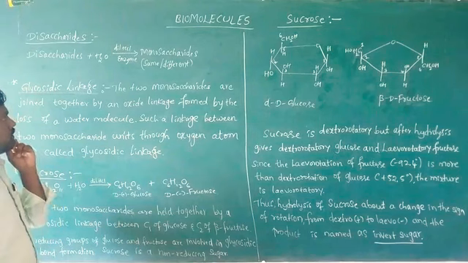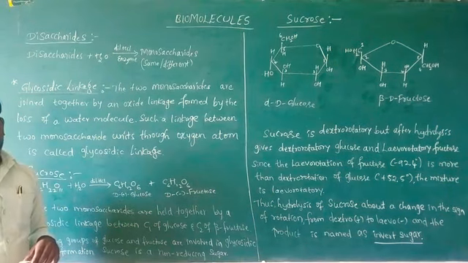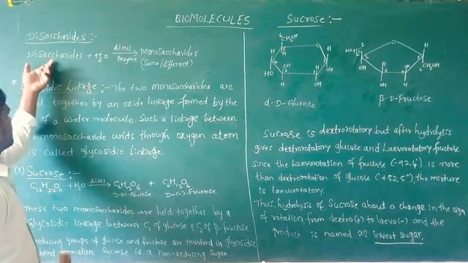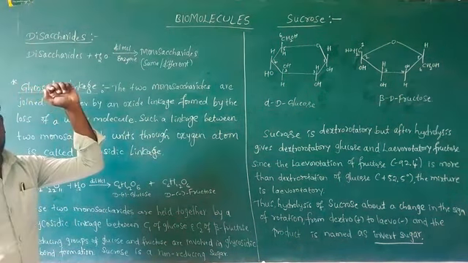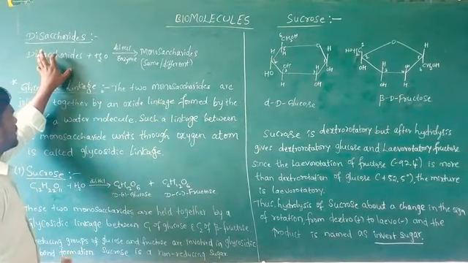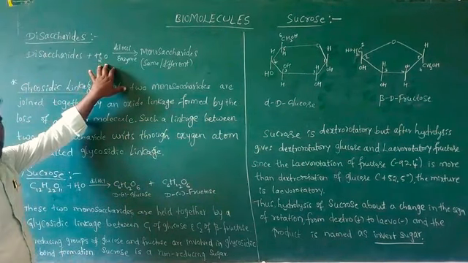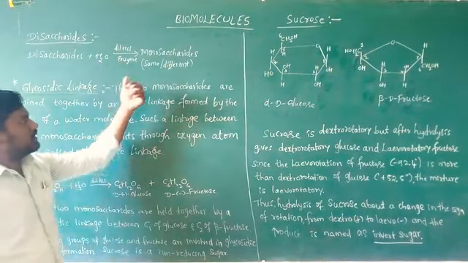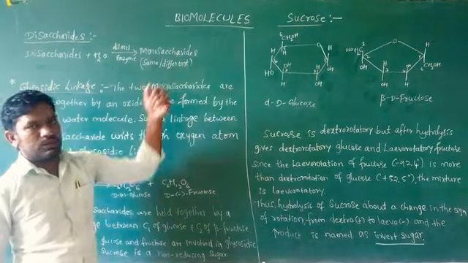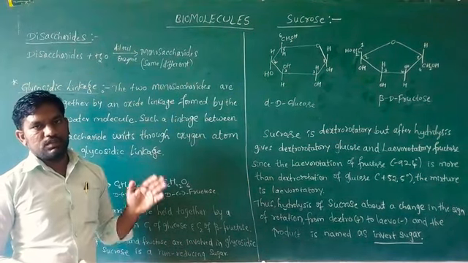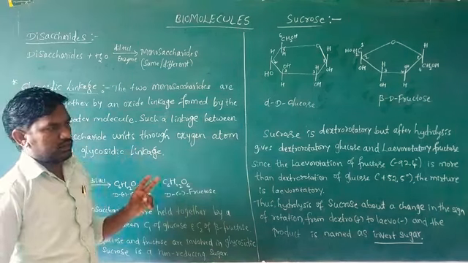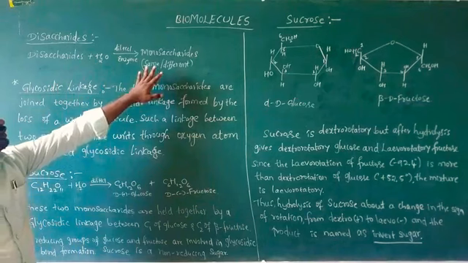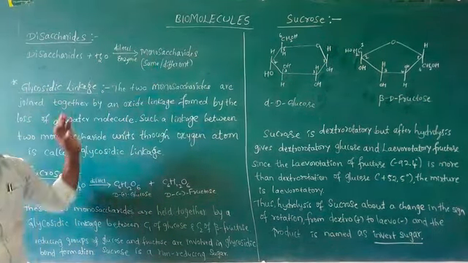Now, what are disaccharides? Saccharide means carbohydrates. Disaccharides have two monosaccharide units. On hydrolysis with water in the presence of HCl or an enzyme, one disaccharide produces two monosaccharide units, which may be the same or different.